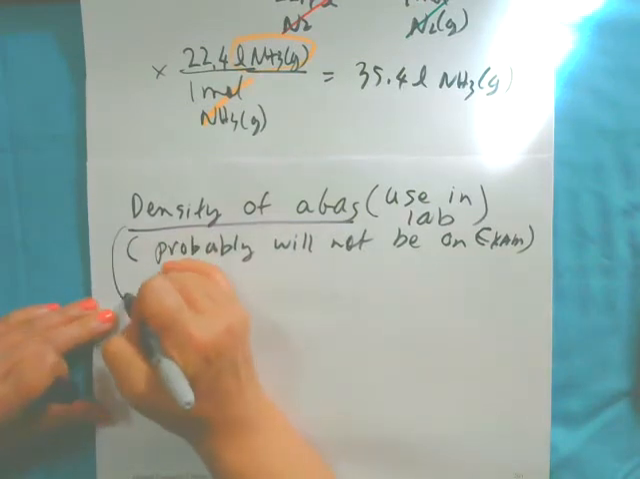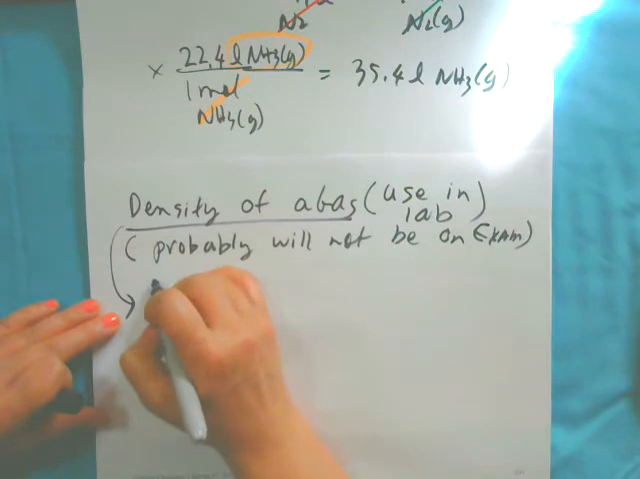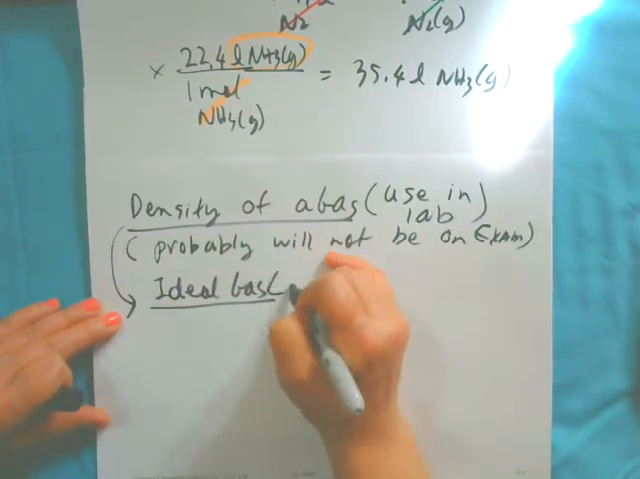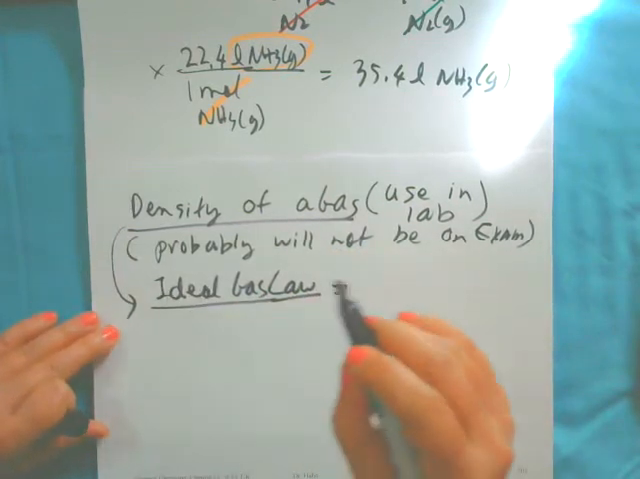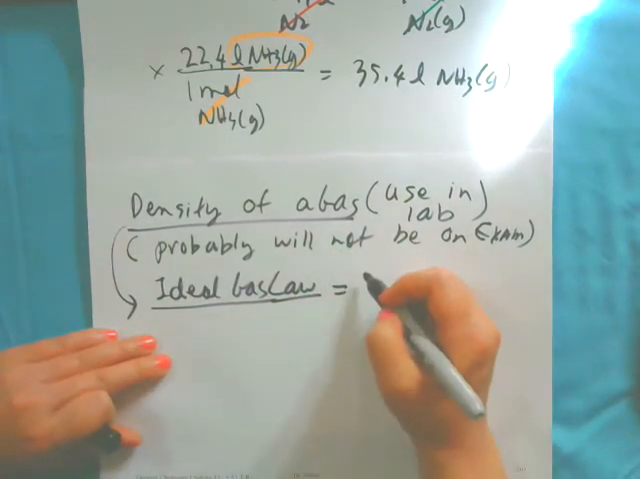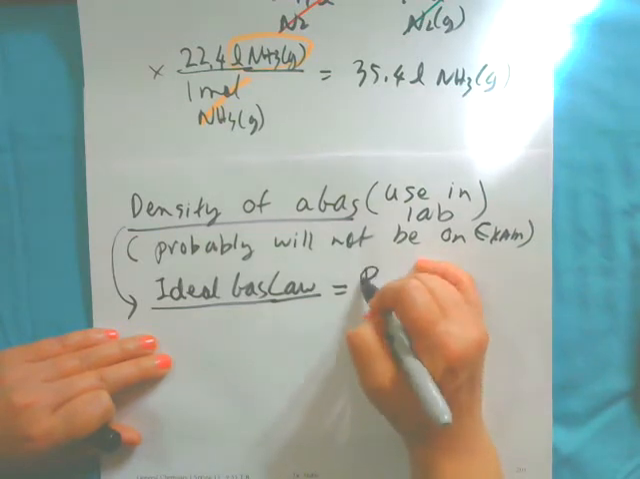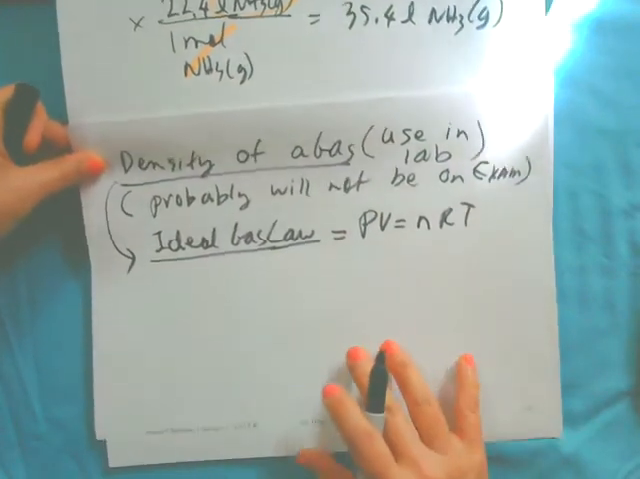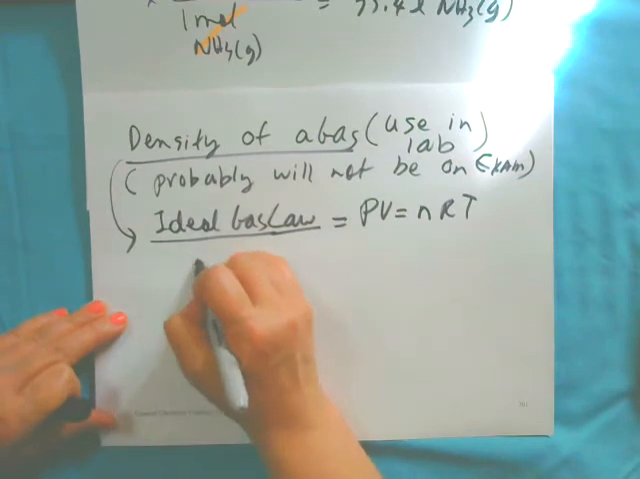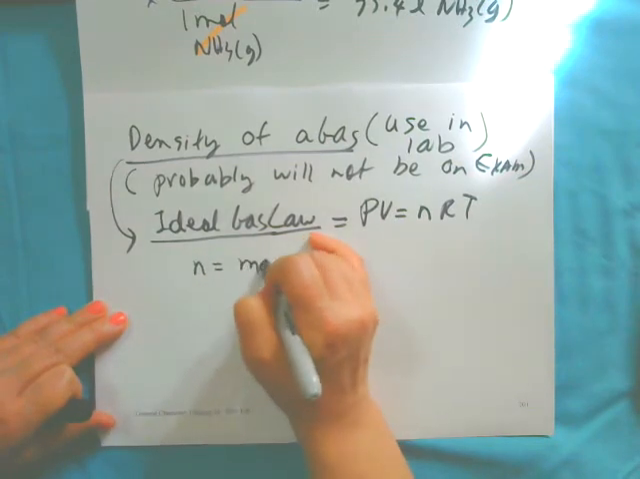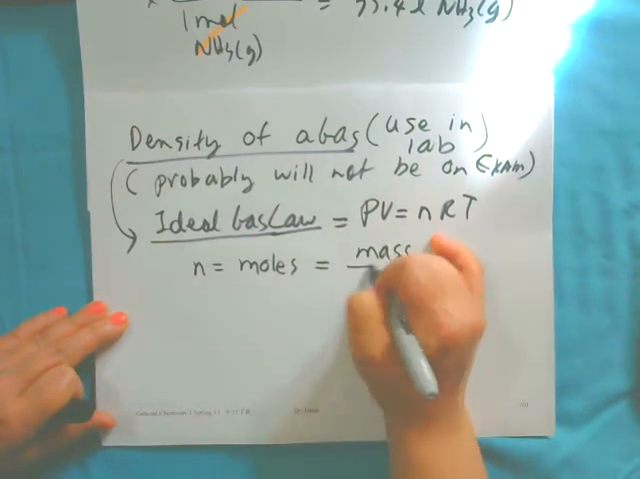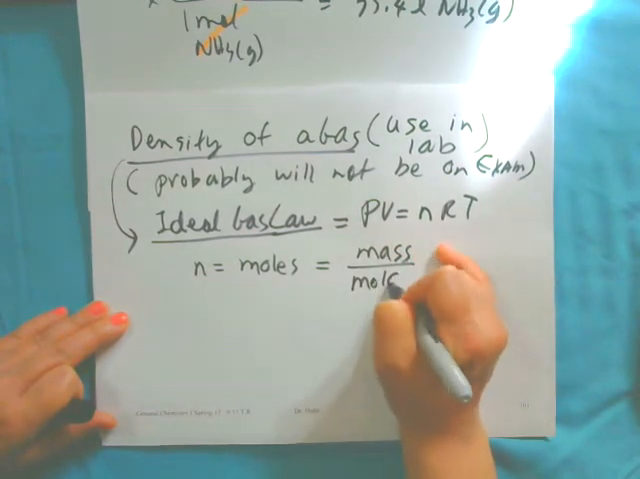All right, so we have the ideal gas law that I gave you during, I think, the first part of the Tuesday lecture. The ideal gas law says PV is equal to nRT. And you remember that n represents moles, and moles is equal to mass over molar mass.